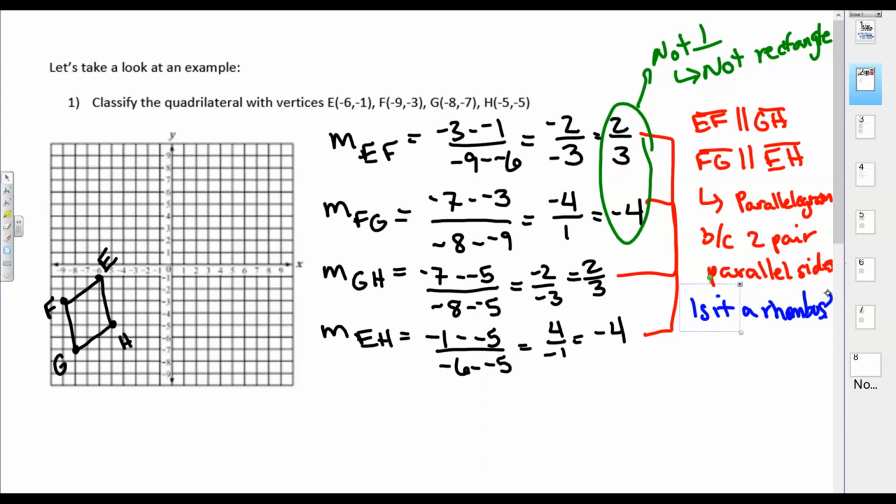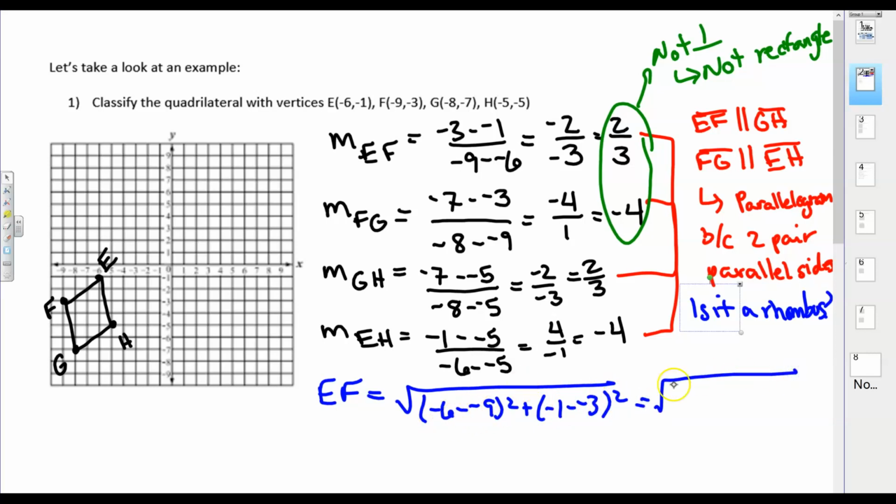All right, so let's take a look. I want to find the distance of two consecutive sides. So I'm going to do side EF. EF equals the square root of the difference of the x values, -6 minus -9 squared, plus the difference of the y values, -1 minus -3 squared, which gets me the square root of -6 minus -9 is 3 squared plus 2 squared, which ends up being 9 plus 4, or square root of 13.